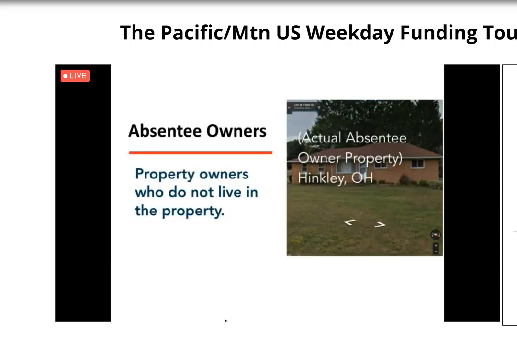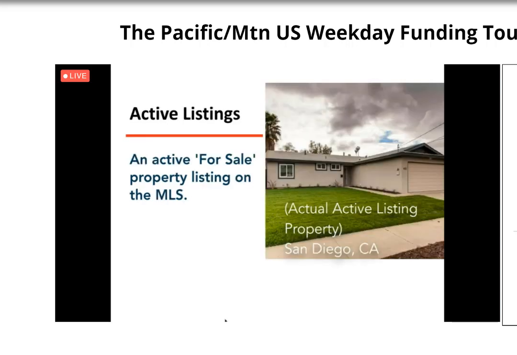So I'll click quickly through these because some of them are self-explanatory. An absentee owner, right? We'll make this one real simple. It's a property owner who does not live in the property. So it could be a rental, it could be a second home, a property they inherited, but it's an absentee owner, they don't live in the property.